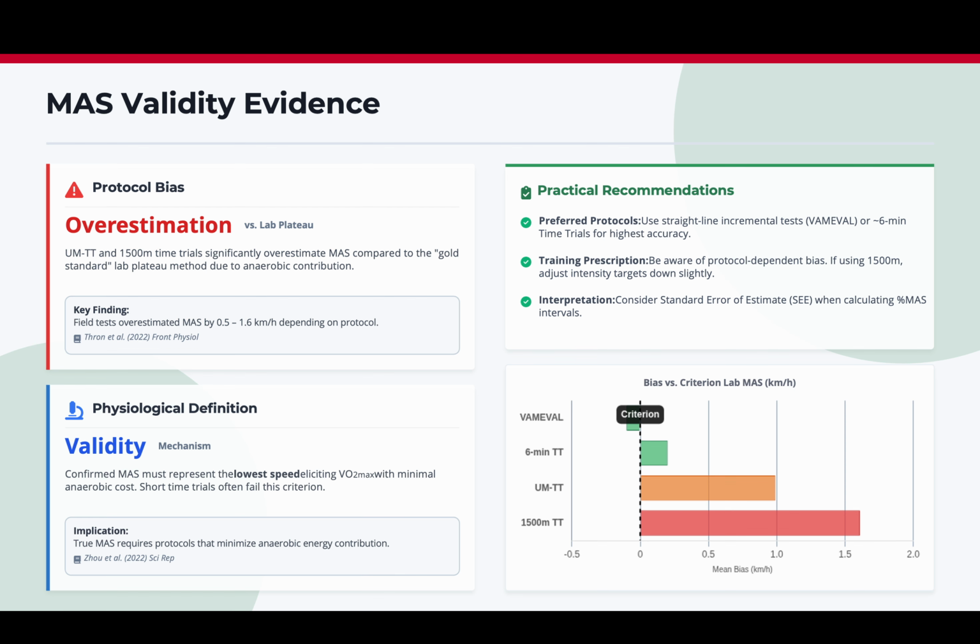Training prescriptions: beware of the protocol dependent bias. If using 1500 meters, adjust intensity targets down slightly. Interpretation: consider standard error of estimate when calculating the percentage of the MAS intervals.